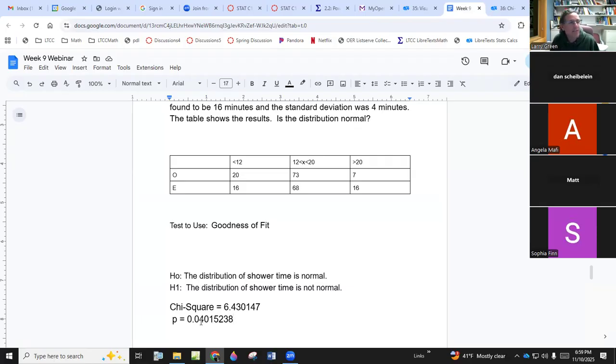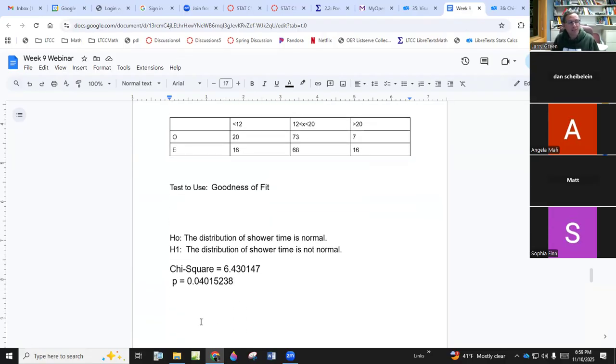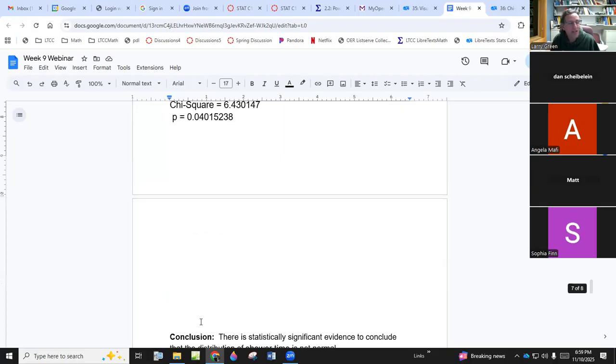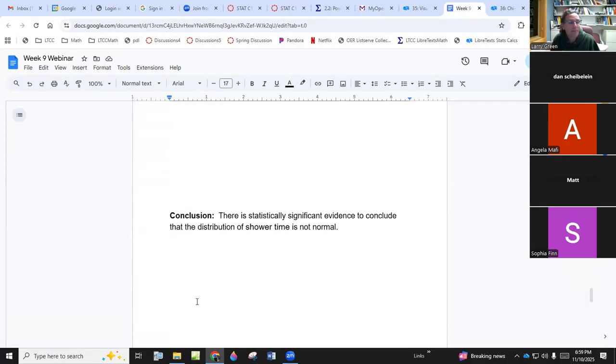So if we're just going to do the standard 5% level of significance, then our p-value is 0.04. So what does that tell us? Yeah, reject the null hypothesis. So here's the conclusion. There is statistically significant evidence to conclude that the distribution of shower time is not normal.